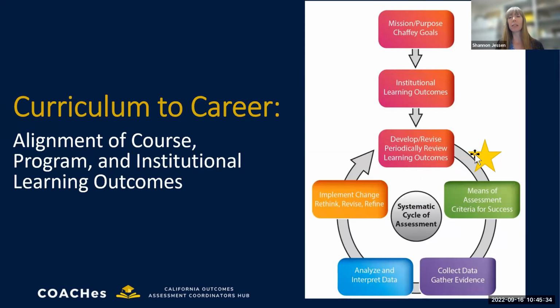In the assessment cycle, alignment falls somewhere in between developing your outcomes and assessing them. And there are different words for alignment. Some colleges use the term mapping, some say nesting. Regardless of the terminology, the idea is that we have these different levels of outcomes. We call them course or program or institutional learning outcomes at Chaffey. But ultimately, the goal is that students taking any given course are learning skills and concepts that enhance their success along their academic and career pathways. And so that's what alignment is all about.